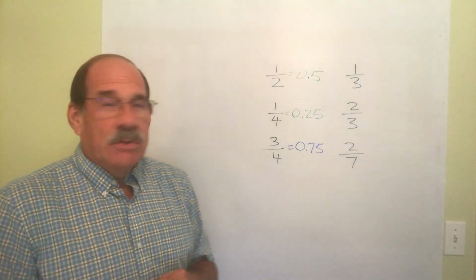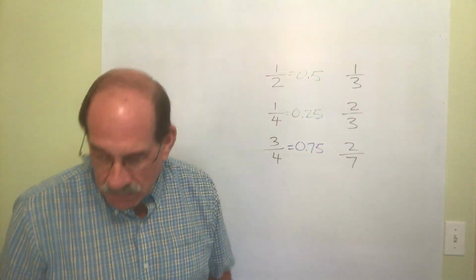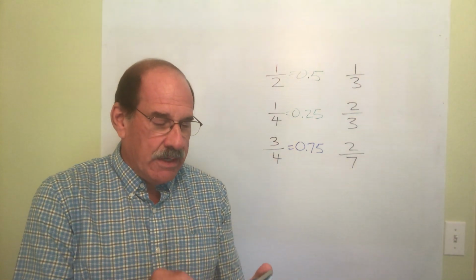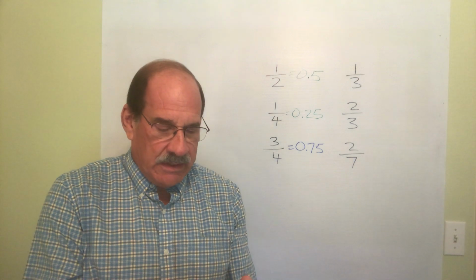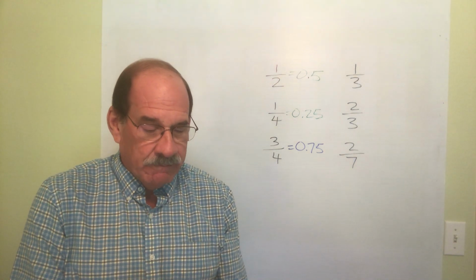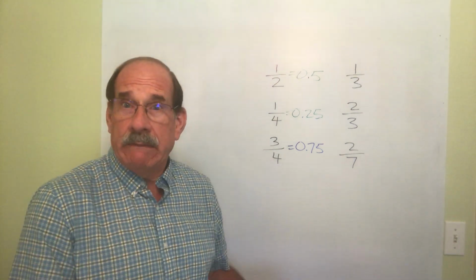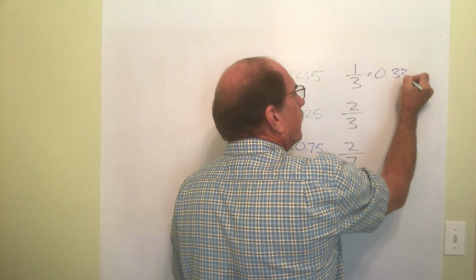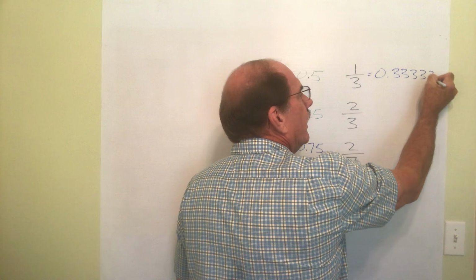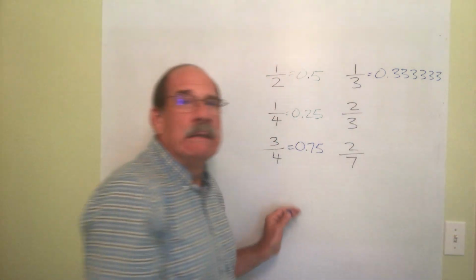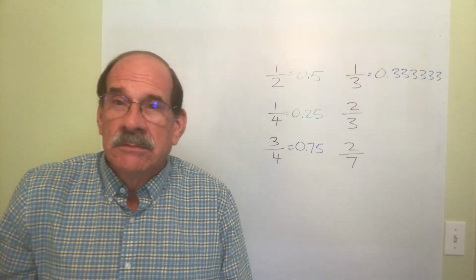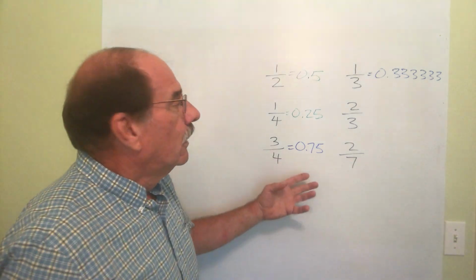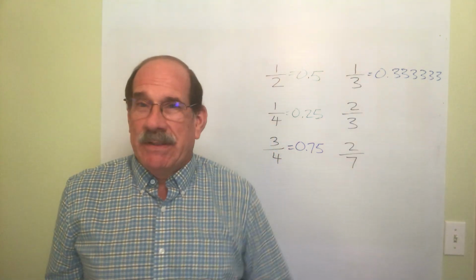Now we've got a little issue here. What about 1/3? When you take 1 divided by 3, it says 0.3333. How far do I go? It goes on forever, to infinity and beyond. It goes on and on forever. Well, here's a problem though. We got to stop it somewhere.